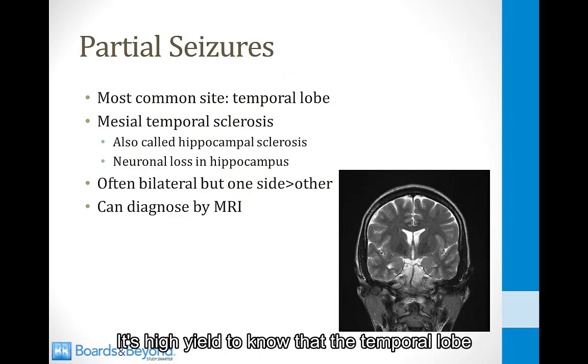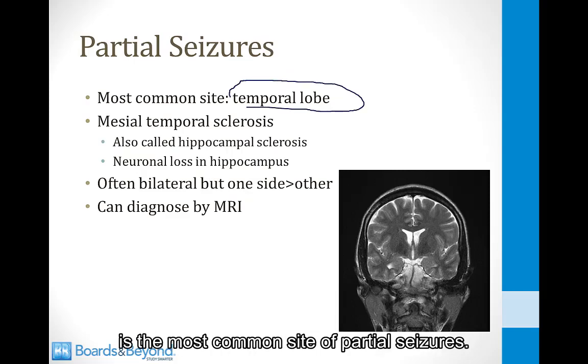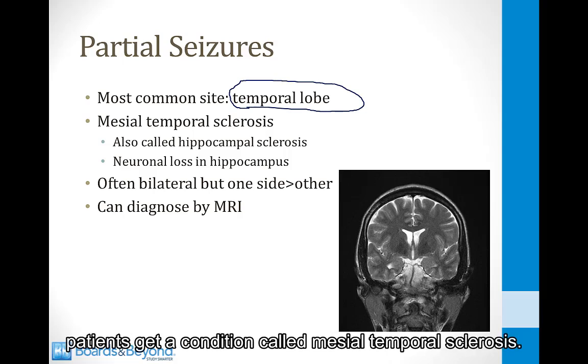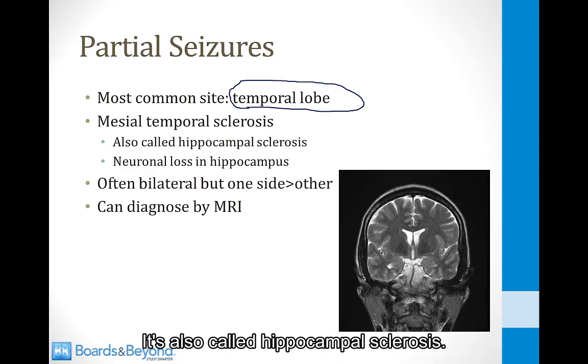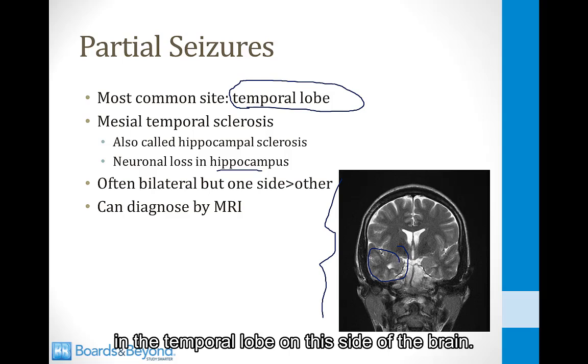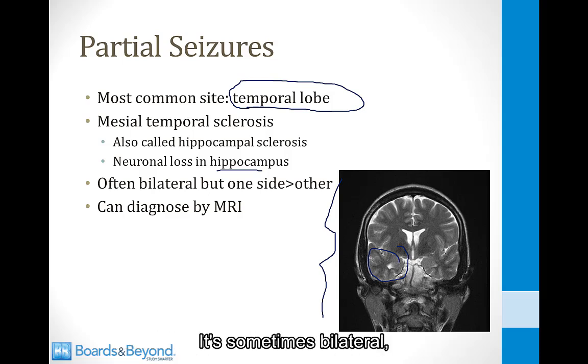It's high yield to know that the temporal lobe is the most common site of partial seizures, and one of the reasons this happens is because patients get a condition called mesial temporal sclerosis. It's also called hippocampal sclerosis, and they lose neurons in the hippocampus. And this is an image of a patient's brain who has this condition, and you can see there's a white spot here in the temporal lobe on this side of the brain, and that's what you see in this condition. It's sometimes bilateral, sometimes one side more than the other, and you can diagnose it by MRI.